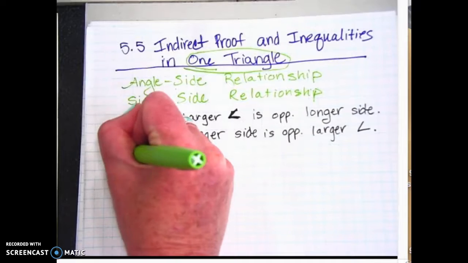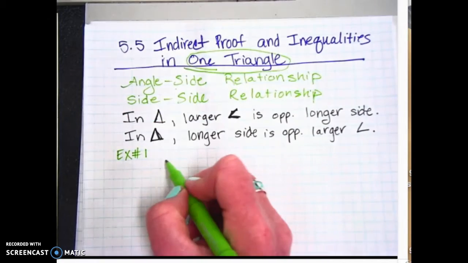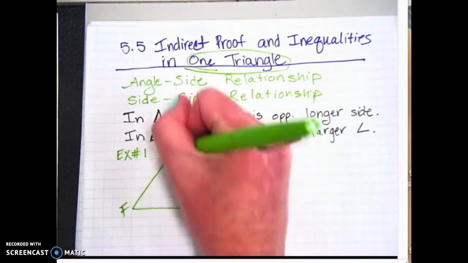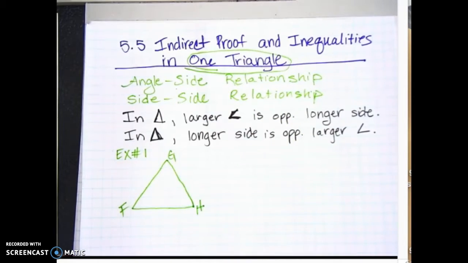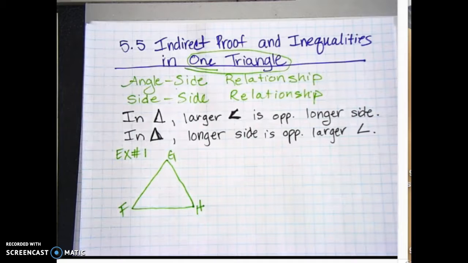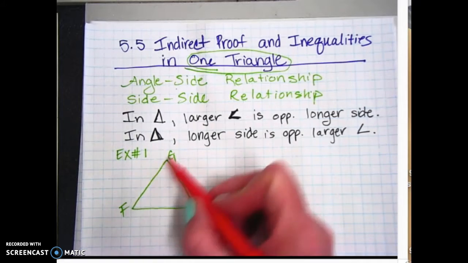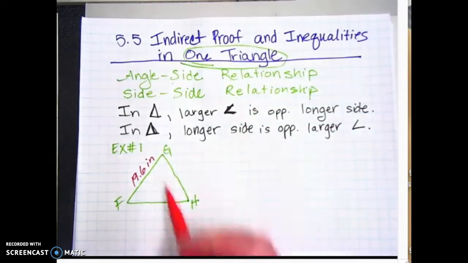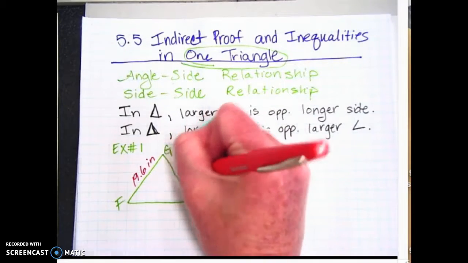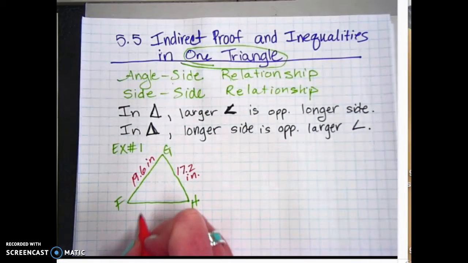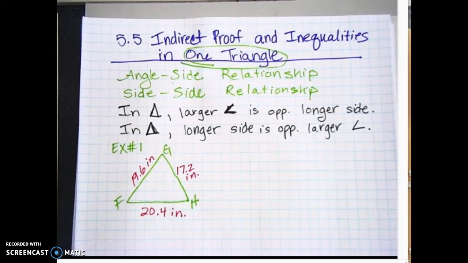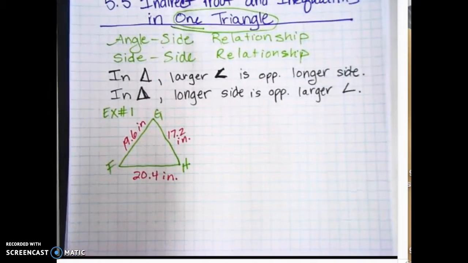All right, so example number one. We're going to look at just one triangle. We'll call this triangle FGH. And I'm going to give you some measurements. So, side FG over here is going to be 19.6 inches long. Side GH over here is going to be 17.2 inches long. And side FH is going to be 20.4 inches long. Okay, so we know the lengths of all three sides.